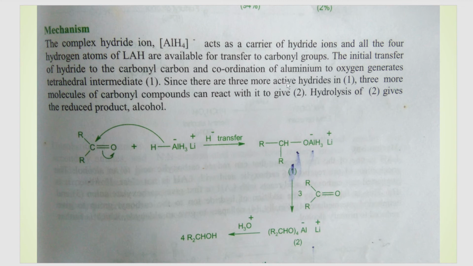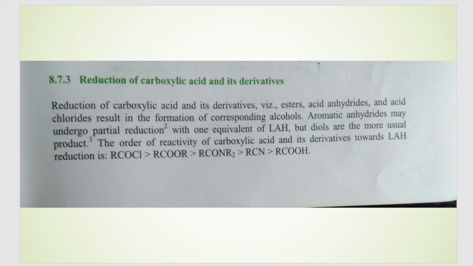Since there are no more active hydrides in this case, you can see once all the hydrides are transferred, there are no more active hydride. What happens? The reaction cannot continue, so it will undergo hydrolysis, and you get the reduced product, that is alcohol. So this is the reaction mechanism. Next is reduction of carboxylic acid and its derivatives.